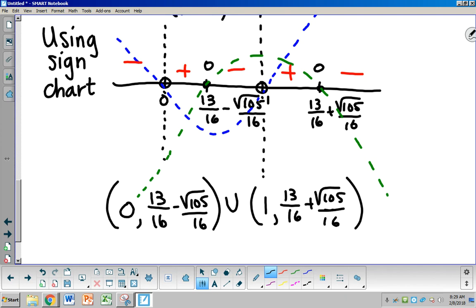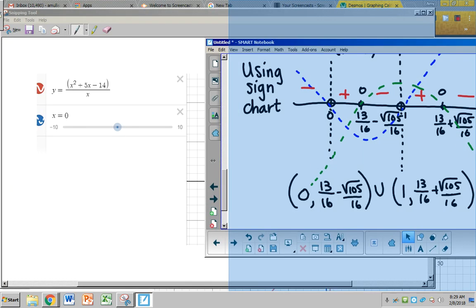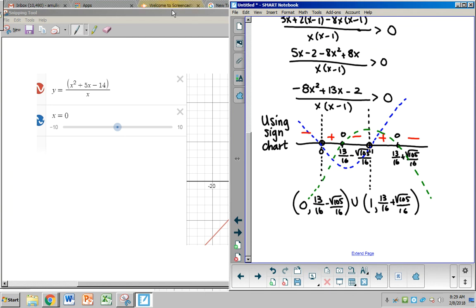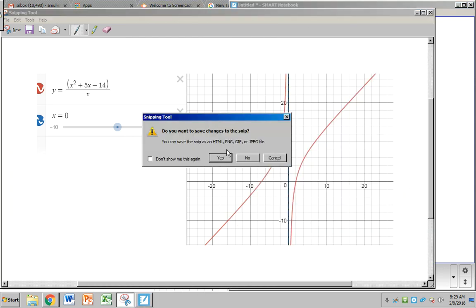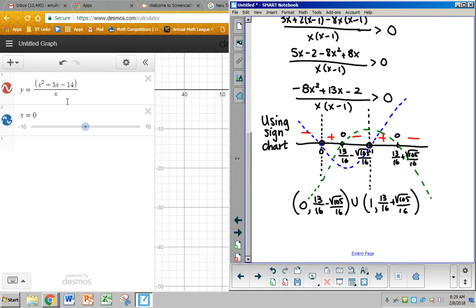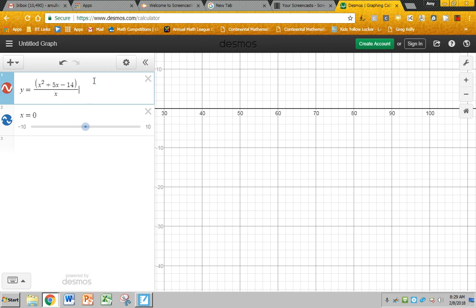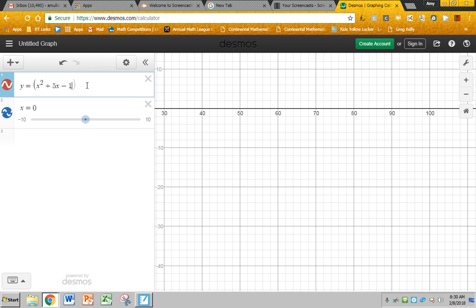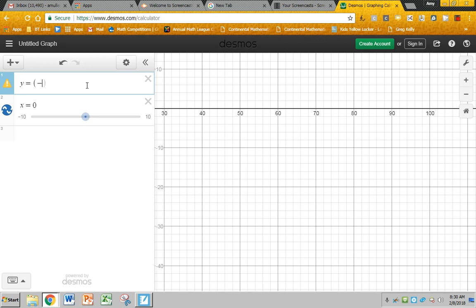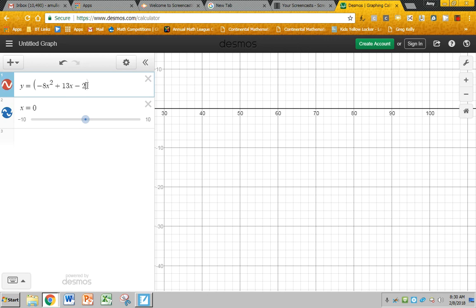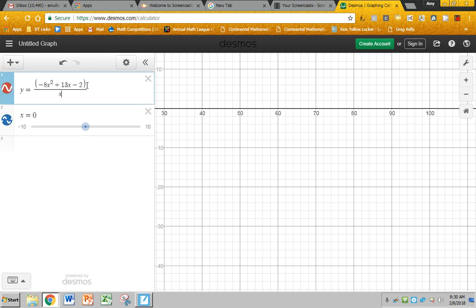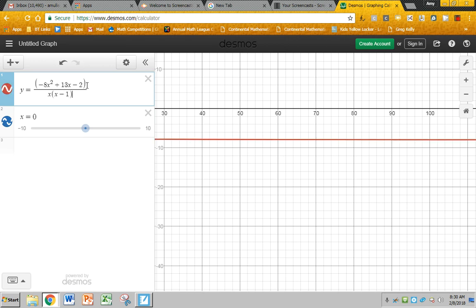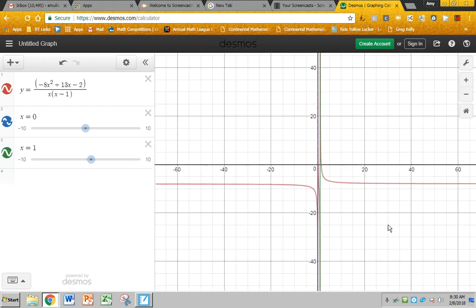We're going to have our driver graph this for us. Okay, so we're going to help her with the numerator. It was negative 8x squared plus 13x minus 2, divided by x times x minus 1. And our asymptotes were at 0 and 1.